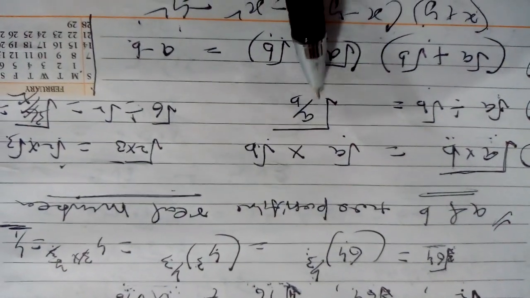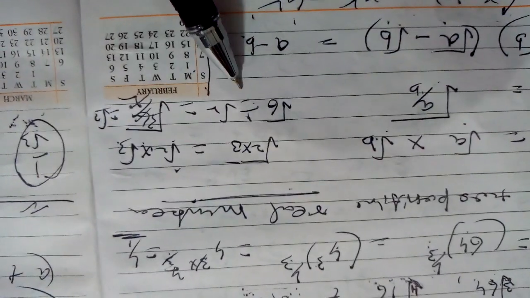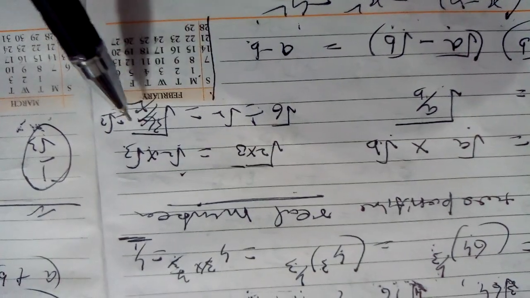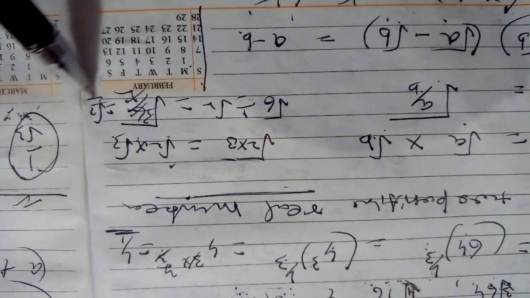In the division, root A divided by root B, you can write it as the root of A by B. Example: root 6 divided by root 2 is equal to root of 6 upon 2. 6 divided by 2 is 3. What is your answer? Root 3.